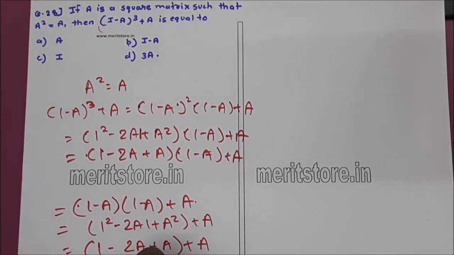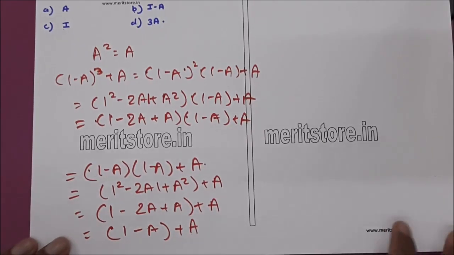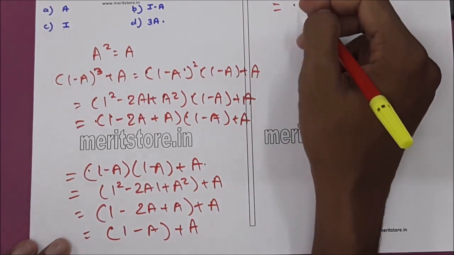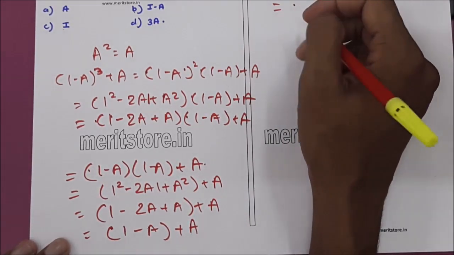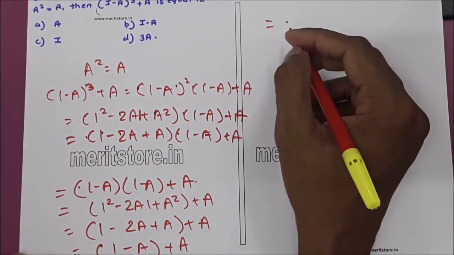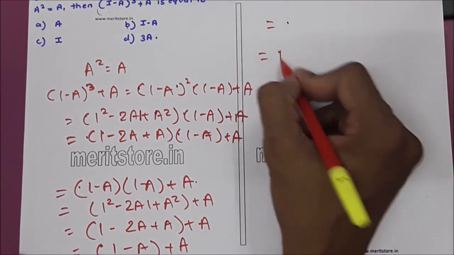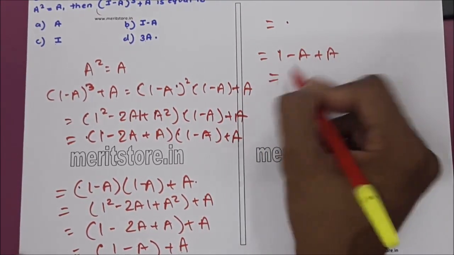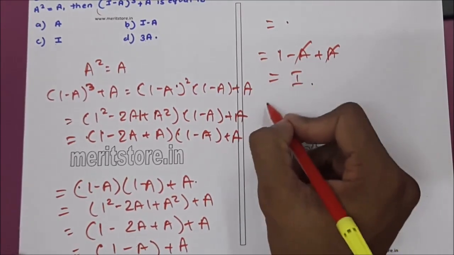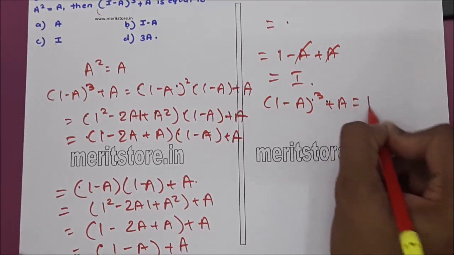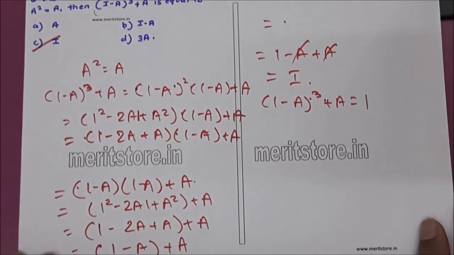We get this as I minus A plus A, which we get A cancel, and we are left with I. Therefore (I minus A) the whole cube plus A is equal to I, that is option C. Option C is the correct answer.